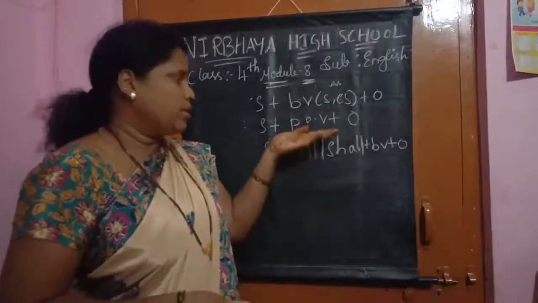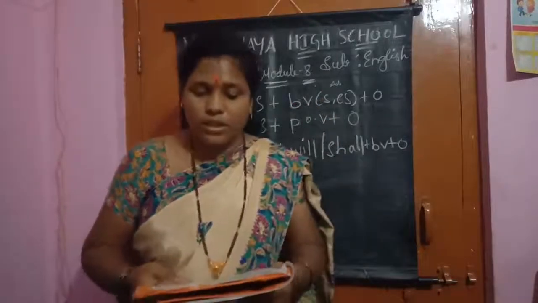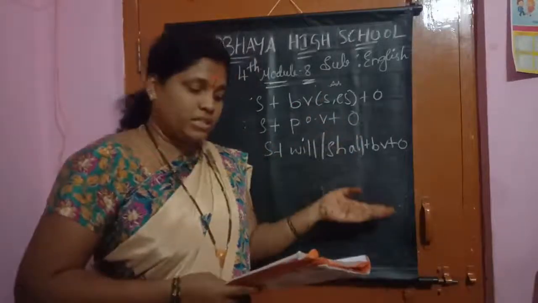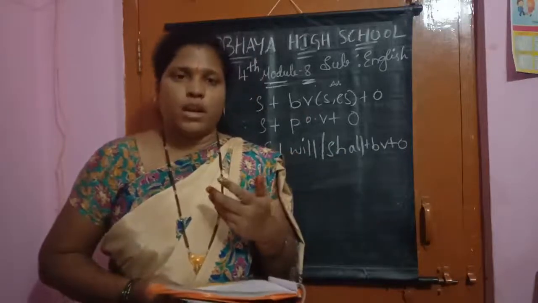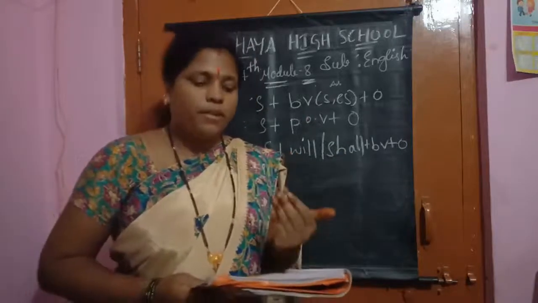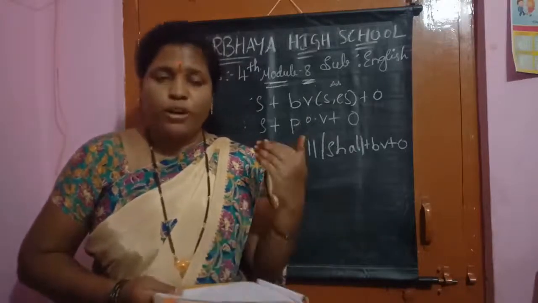Understood, children? Simple past tense, simple present tense, simple future tense. And what we have done here, I will give you examples for this. For simple past. Simple past is what? We went for a walk last morning. Simple present. We go for a walk every morning. Simple future. We will go for a walk tomorrow morning.